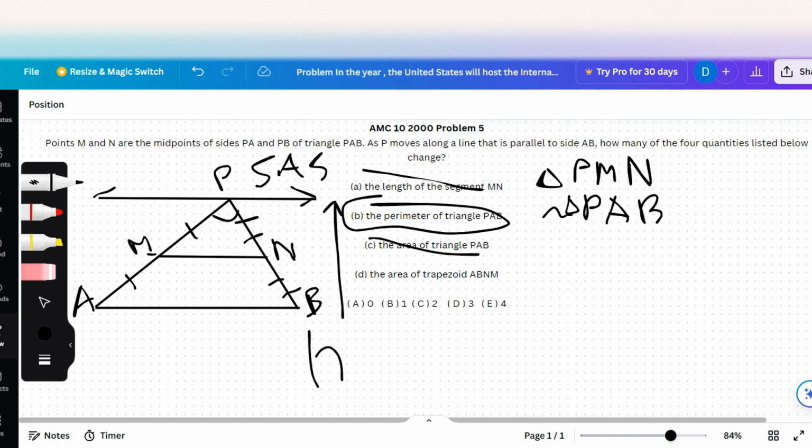The area of trapezoid ABNM. So this one's an obvious one because we already know that triangle PMN and triangle PAB are similar. So they both don't change because if PAB doesn't change, PMN doesn't change. So the area is still the same for both triangles. That means if you subtract, it's still going to be the same answer. So we cross that out. That leaves only one, which is B.